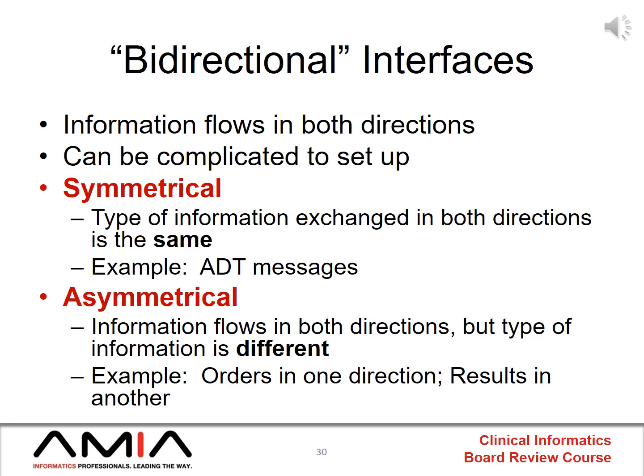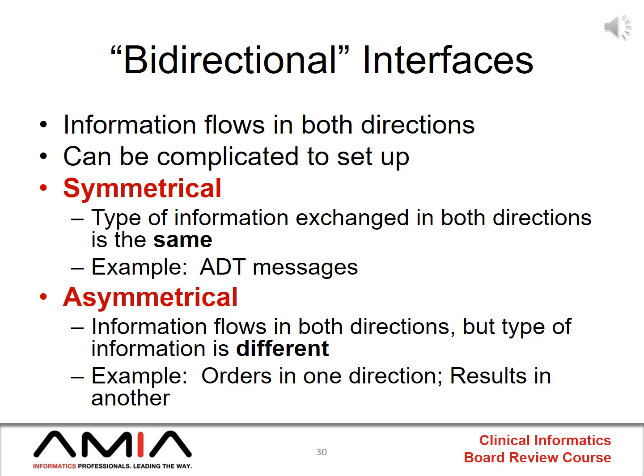An asymmetrical system interface, however, is where information flows in both directions, but the type of information is different. A primary example for a laboratory information system and an EHR is where you have orders flowing from the EHR to the LIS and results flowing from the LIS to the EHR.